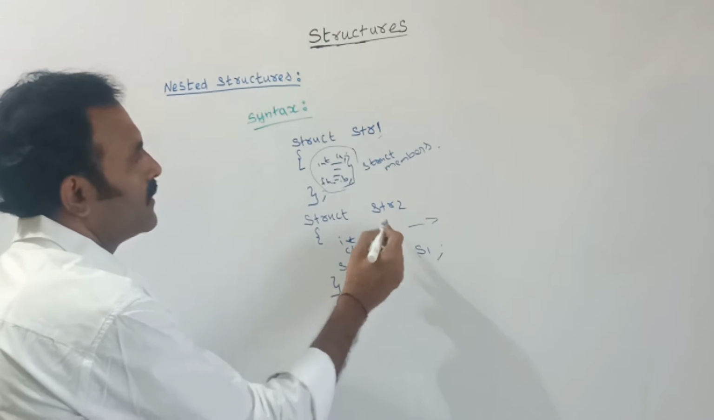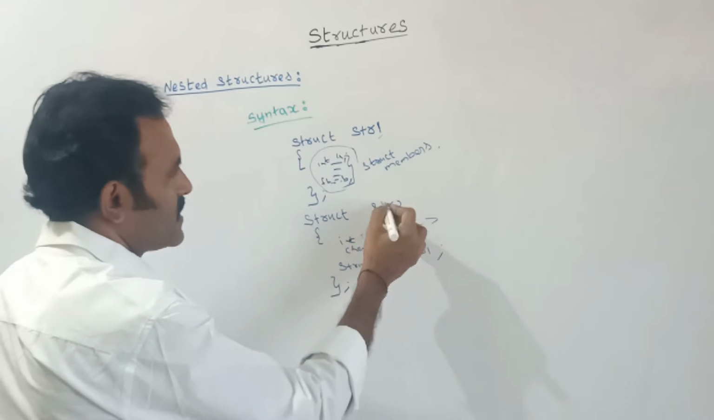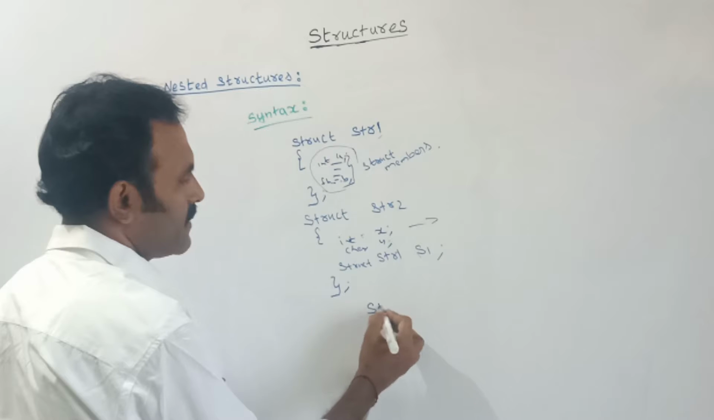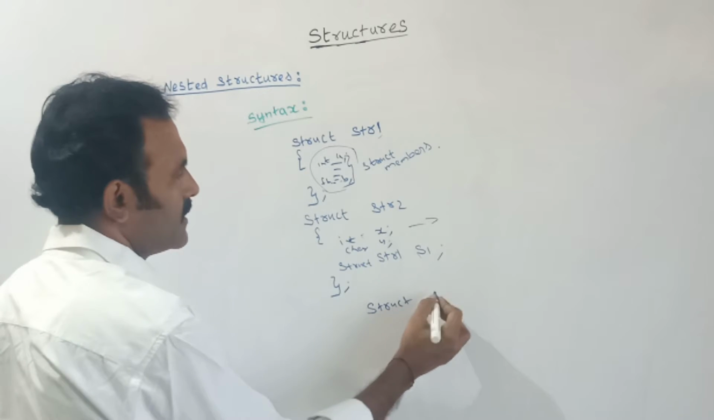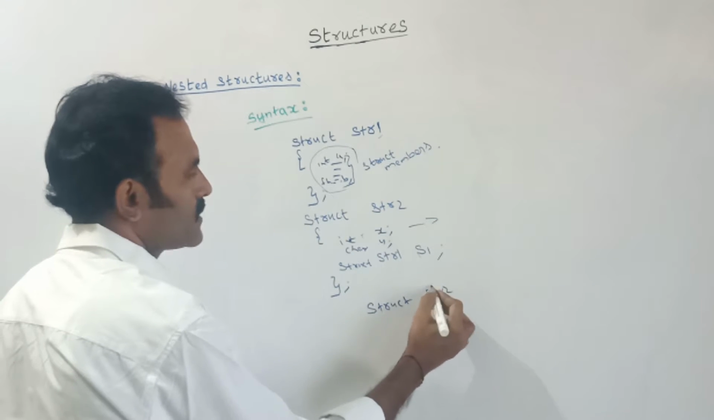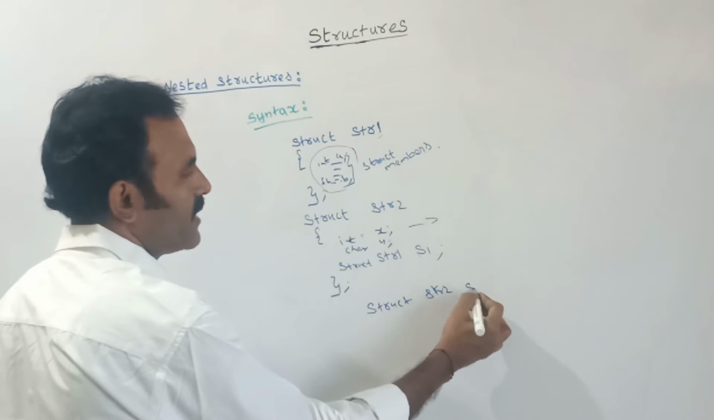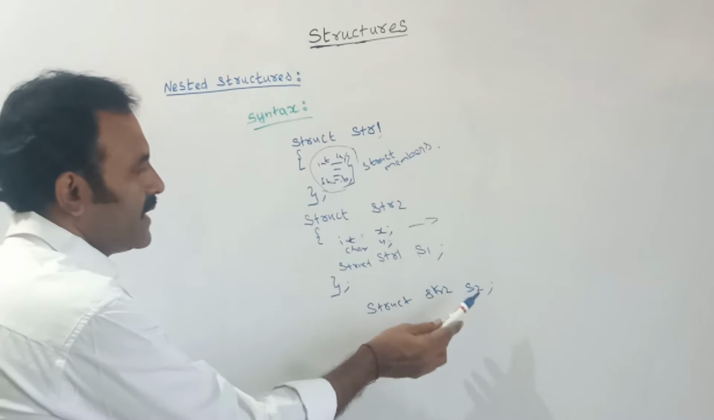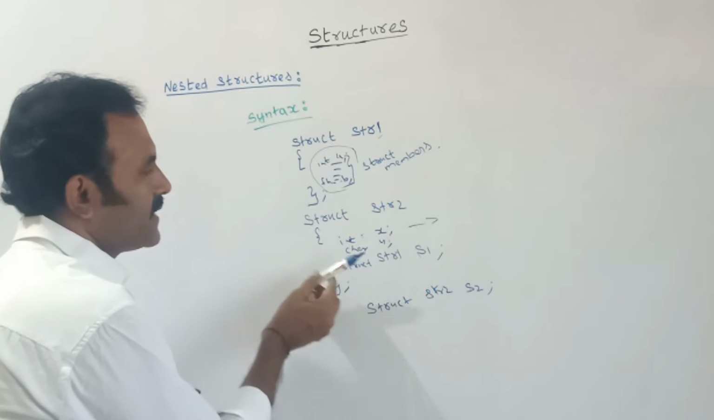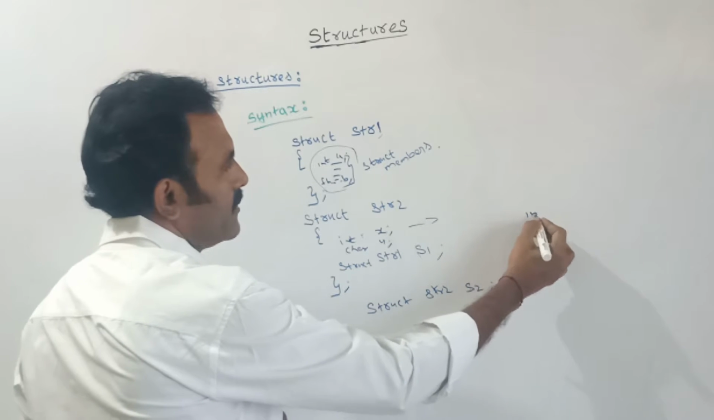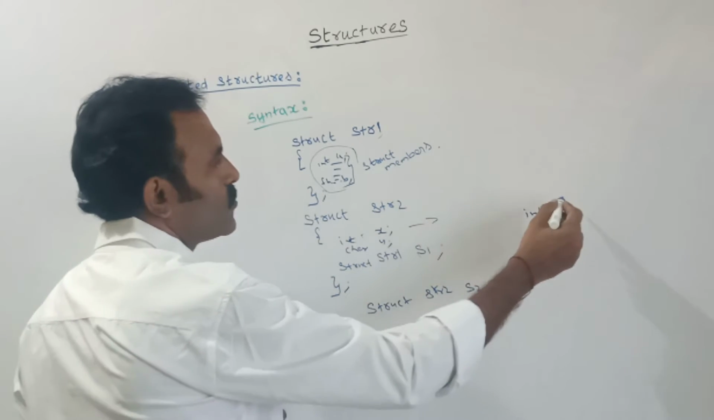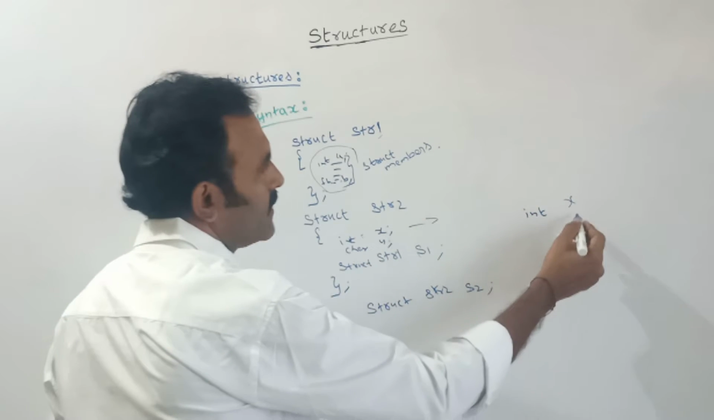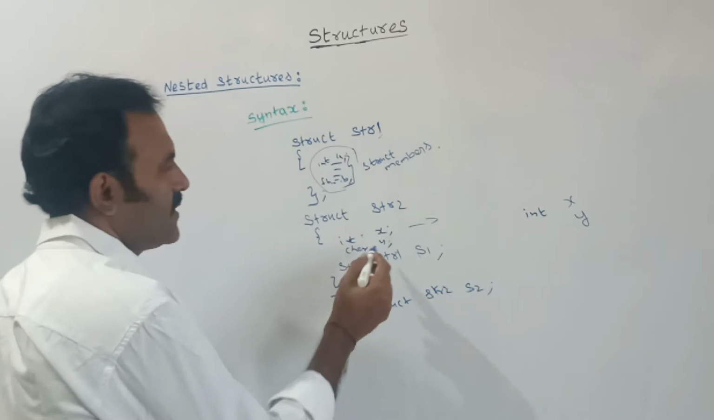character y, then outside, suppose I create the structure variable for str2, let us write struct str2, structure 2. For structure 2, I create the variable s2. In s2, what are the data types? Integer, so I can store a number for x. Next, character, so I can store a single letter for y.